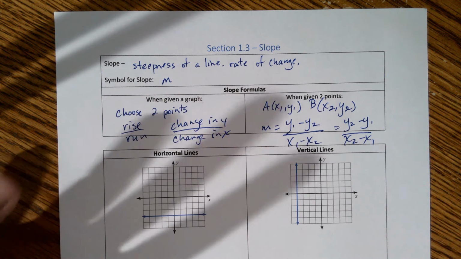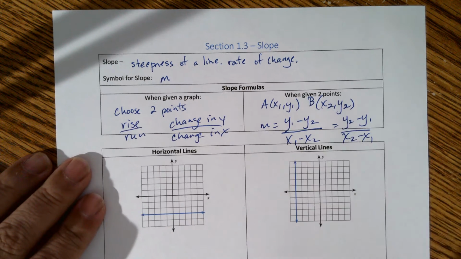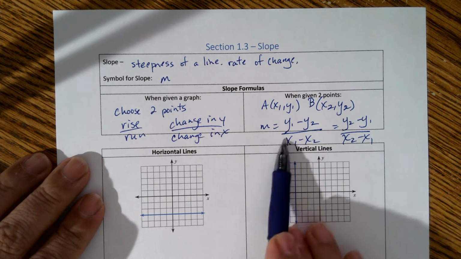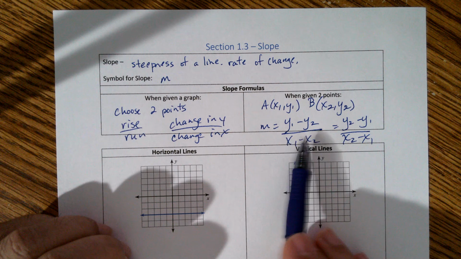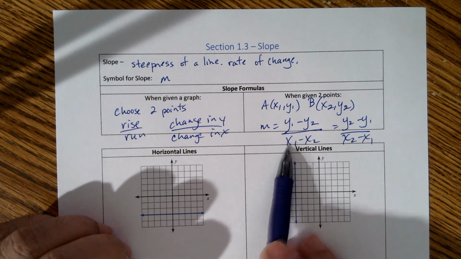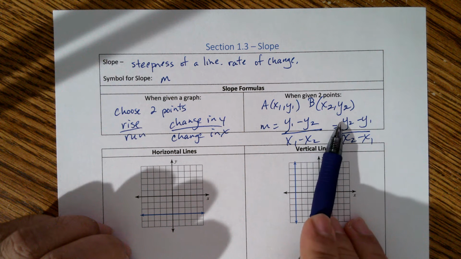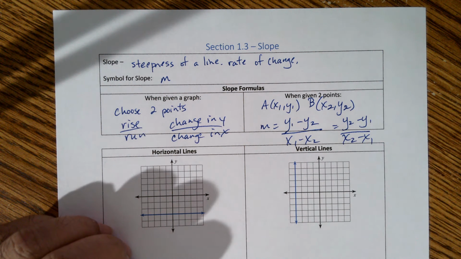Why they have it backwards, I have no idea. There is no reason to do it backwards. Just as long as you're doing the y's on top and x's on the bottom, and you're consistent in your order. If you have y sub 1 on top, you've got to have x sub 1 first on the bottom. If you have y sub 2 first on top, you've got to have x sub 2 first on the bottom. I should probably close that window so it quits beeping at me.